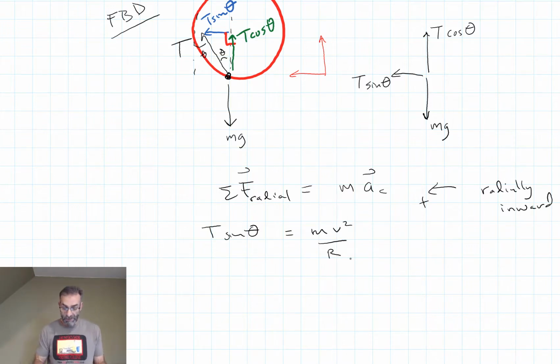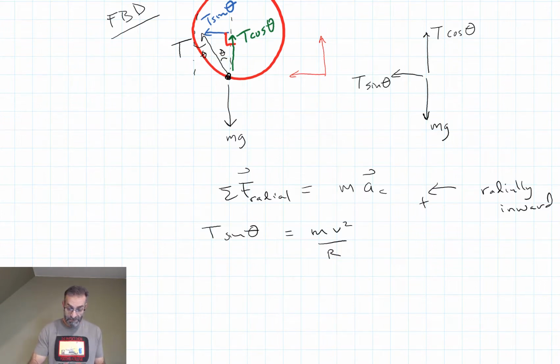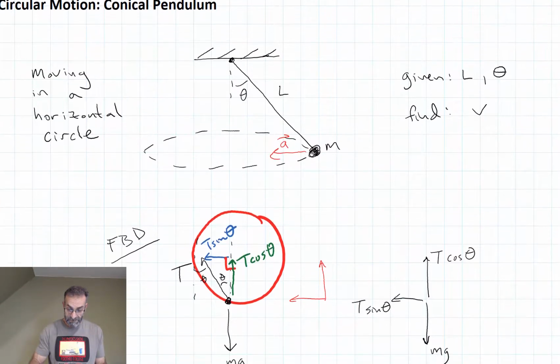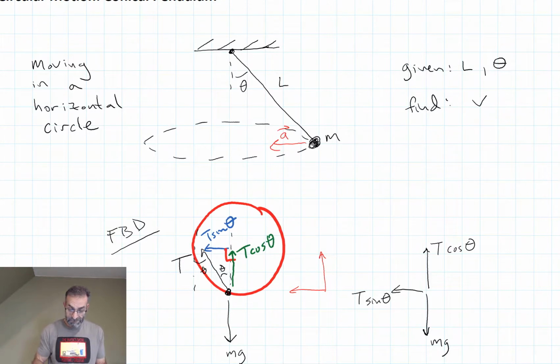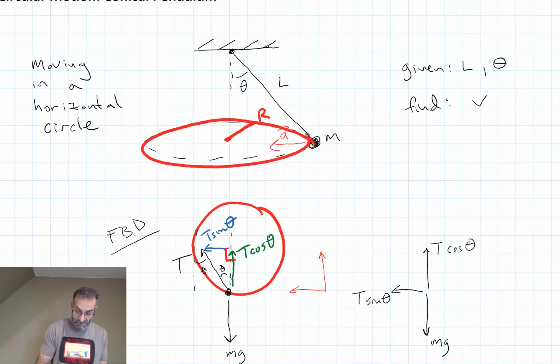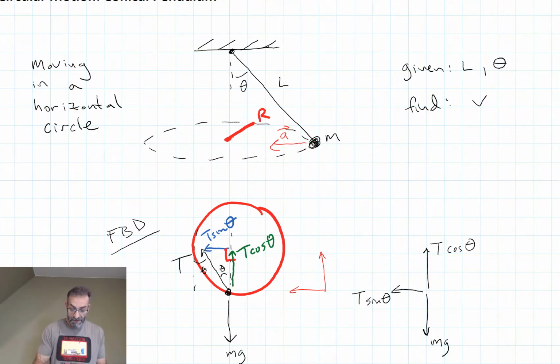And what r are we talking about? Let's look at our picture. r is the radius of the circular path. So in this case, the mass is moving in a horizontal circle. r is the radius of that circle that it's moving in. So it would be L sine theta.